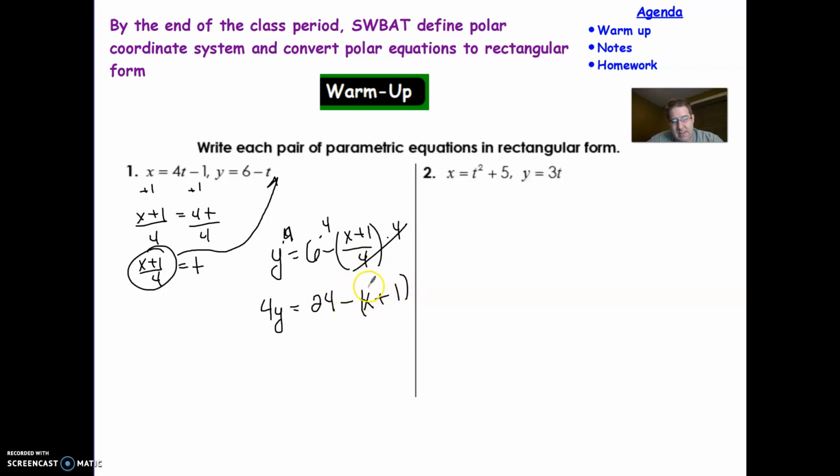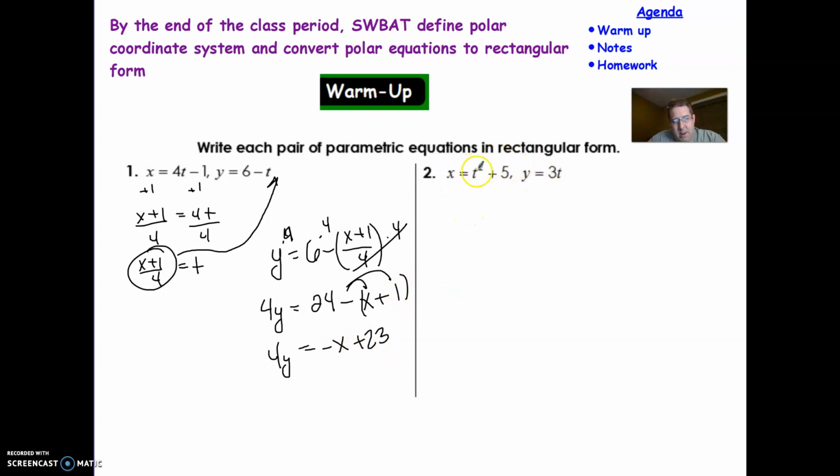Now keep in mind that that has to be distributed. This negative sign is distributed to both. So that's 4y equals 24 minus 1, which makes 23, and then negative x. And I'm reversing the order of it because I just prefer to put the x first and then the b, but it really doesn't matter in the end.